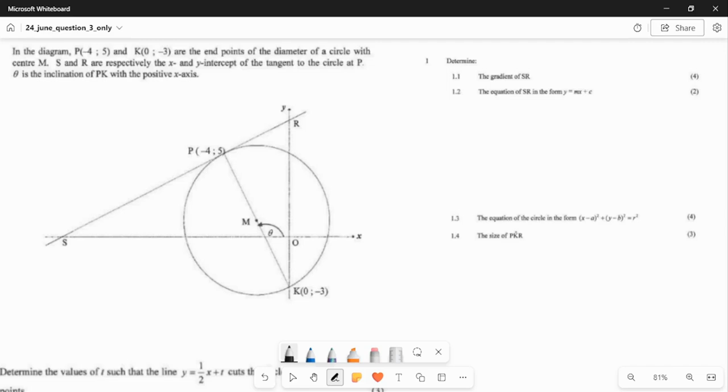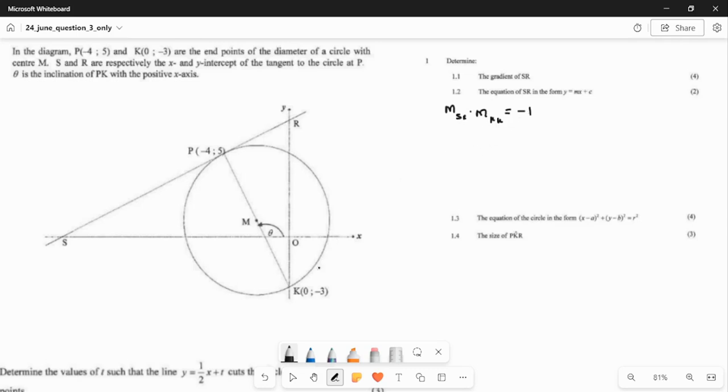Now, question number 1. Determine the gradient of SR. So the gradient of this line segment SR, and we only have one point in that line. However, we know that it is a tangent, and we know, what do we know about the gradients of a tangent and the diameter? The product of their gradients, there is a m_SR multiplied by m_PK. The product of their gradients should be -1.